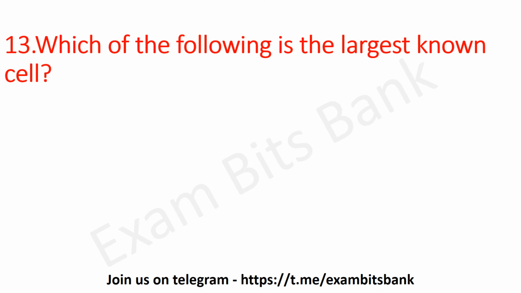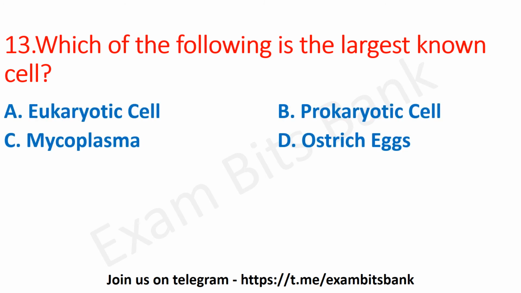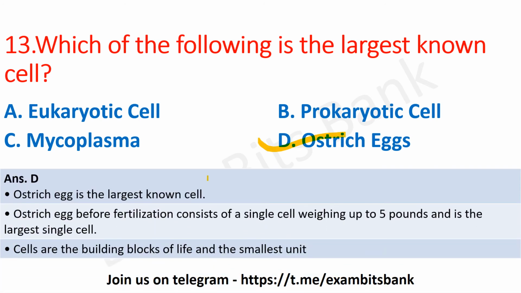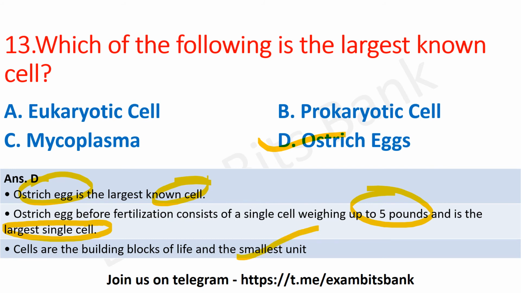Moving on to next question. Which of the following is the largest known cell? The options are eukaryotic cell, prokaryotic cell, mycoplasma or ostrich eggs. The correct answer for this question is option D, ostrich eggs. So ostrich egg is the largest known cell, and before fertilization it consists of a single cell weighing up to 5 pounds and is the largest single cell. And one more point to be noted here is cells are the building blocks of life and the smallest unit.